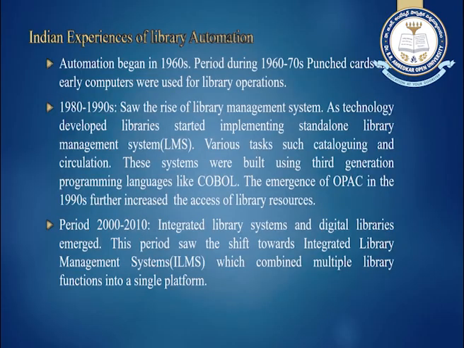Indian experiences of library automation. We will see the Indian experiences. Punched cards and computers were used in the 1960s. In the 80s and 90s, there were standalone systems, and the standalone system which managed an integrated library management system. It was called an integrated library management system. Then it was used for cataloging, circulation, etc.